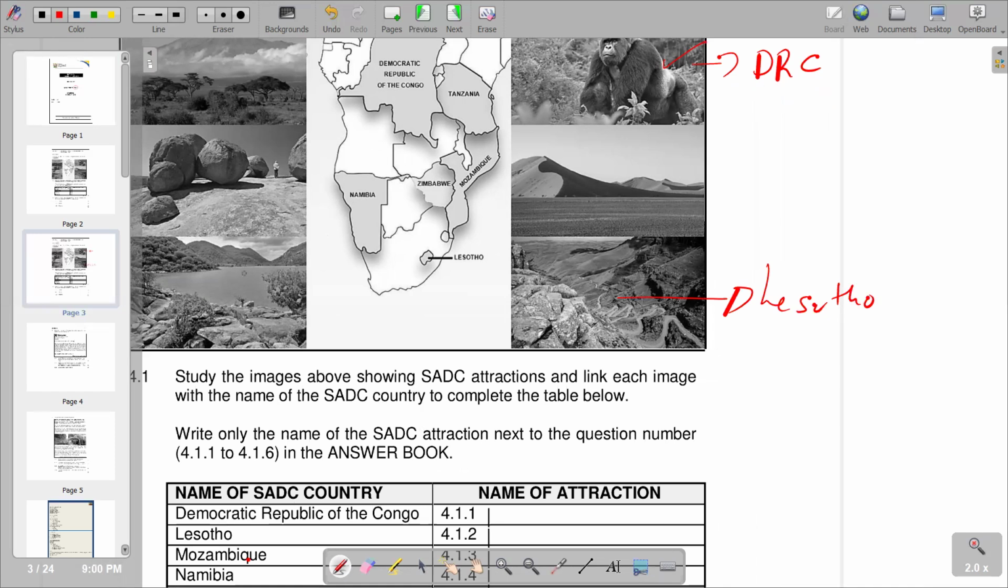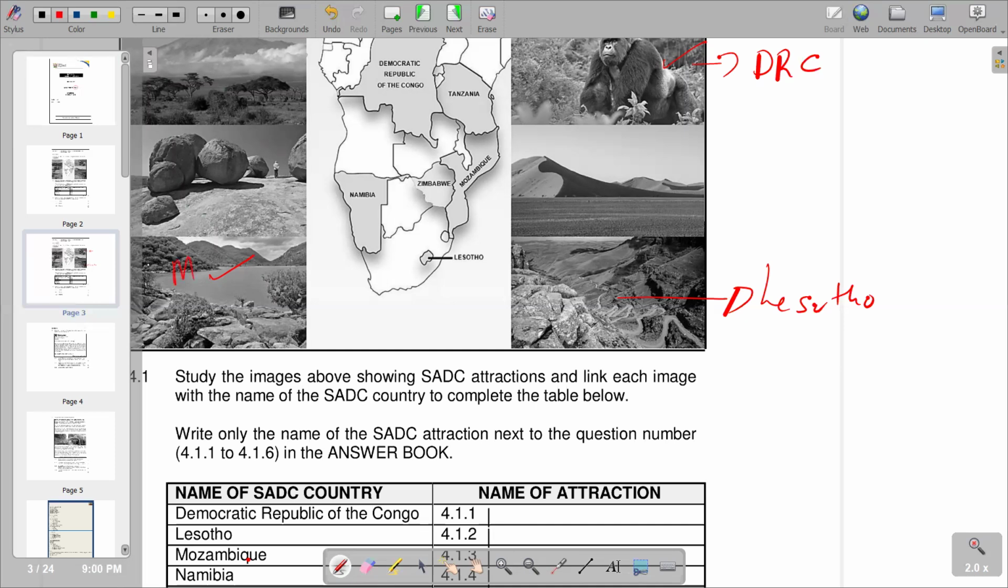Then we go to the next one, Mozambique. In Mozambique, we know that we have a lake. According to the pictures, we have a lake represented by this picture, which is Lake Nyasa. So Mozambique, we are relating it to this one. We are saying this one is our Mozambique.